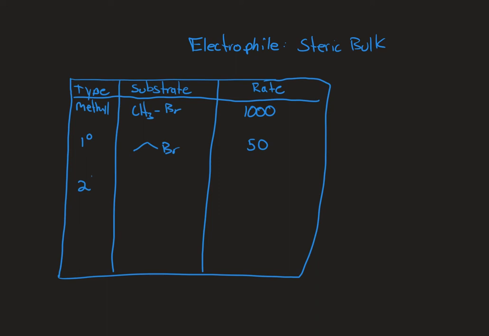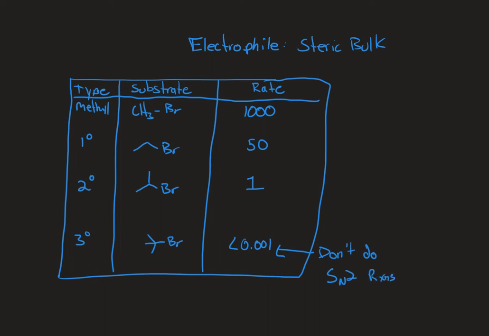A secondary bromide like isopropyl bromide, or 2-bromopropane, has a relative rate of 1, so we've slowed down substantially at this point. And a tertiary bromide, something like t-butyl bromide, has a relative rate of less than 0.001. And so tertiary bromides don't do SN2 reactions.